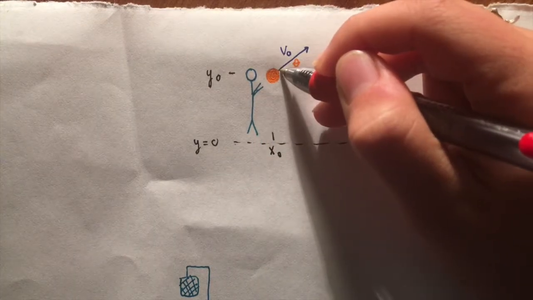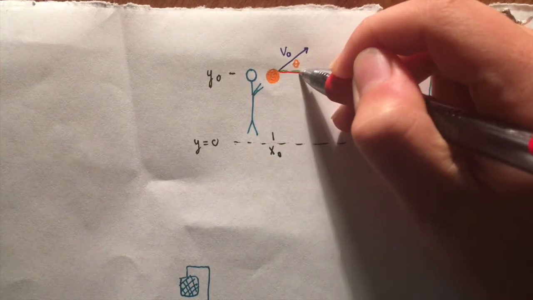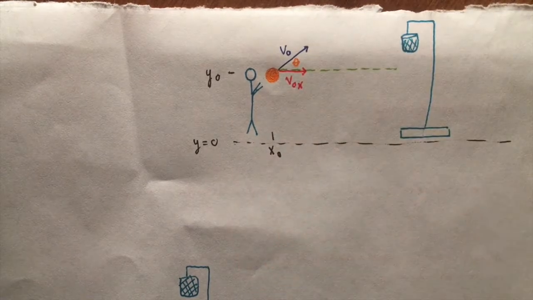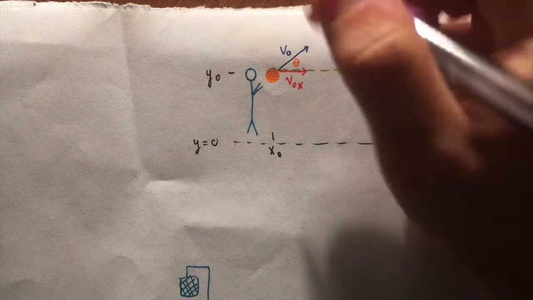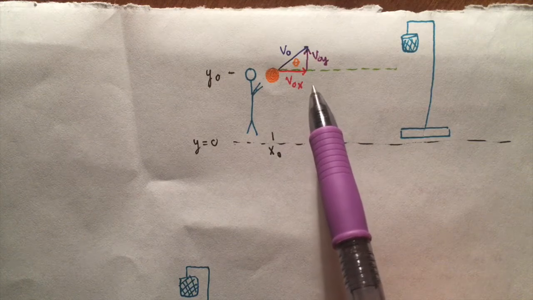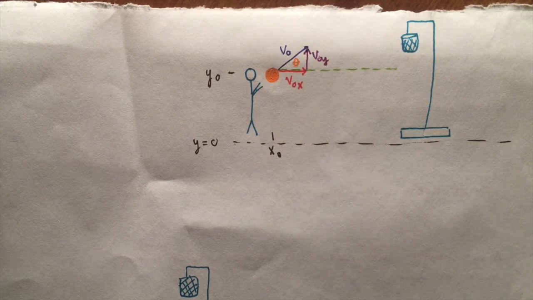We can break the initial velocity into its horizontal and vertical components. So that red arrow is the horizontal component of the initial velocity, and the purple arrow is the vertical component of the initial velocity. Sorry if that was kind of quiet. I'll try to project my voice more.